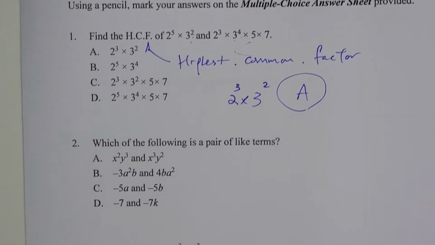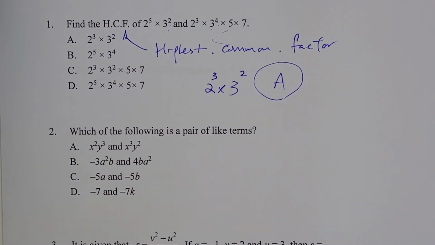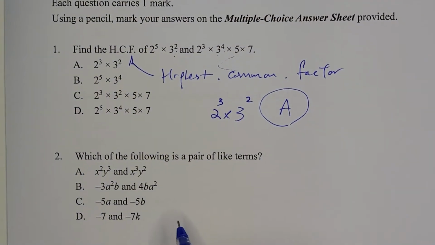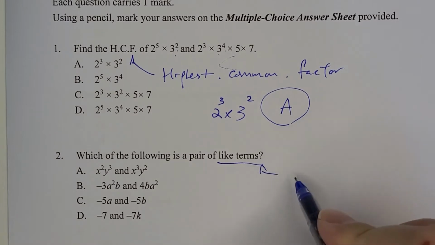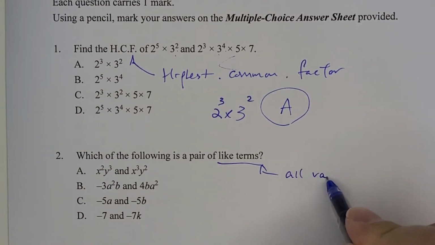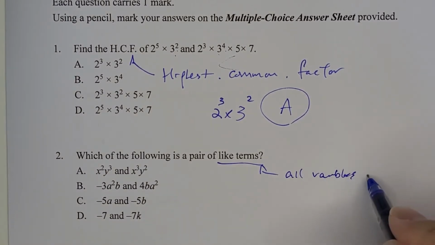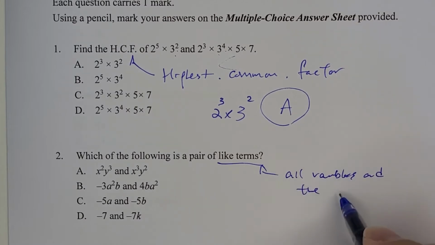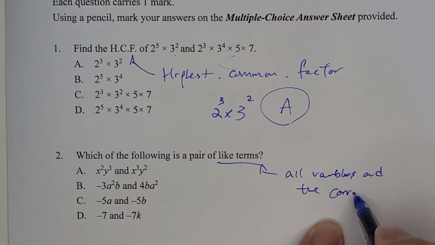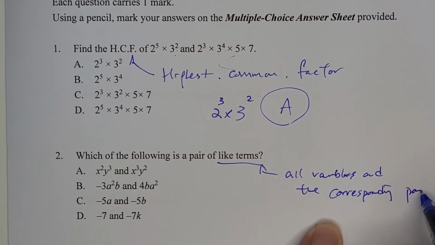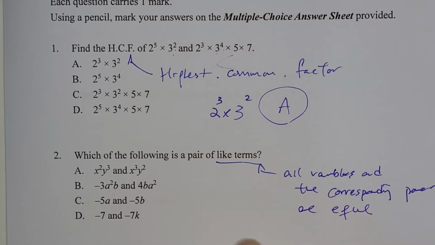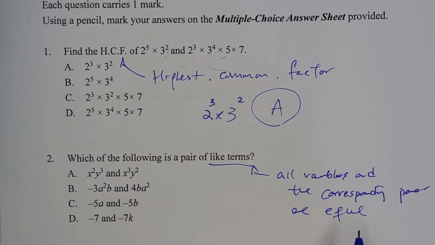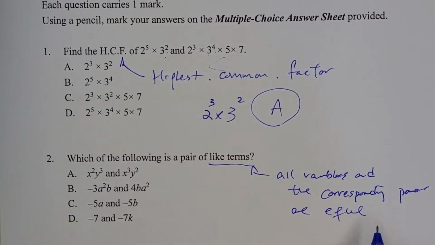So let's move to question number 2. Which of the following is a pair of like terms? Okay, like term means all the variables and the corresponding power are equal. Okay, not just the variables equal, and also their corresponding power should be equal.